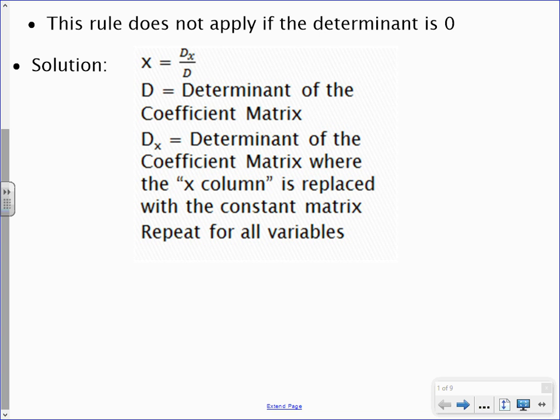So do those constants still stay? Like if you replace the x column with them, do they still stay at the end, or do they get rid of them? Well, if we have a 2-variable system, we're going to make 2 2x2 matrices to find determinants for.